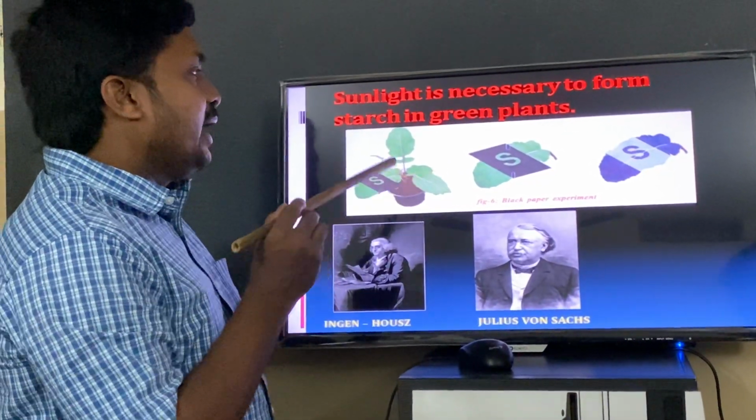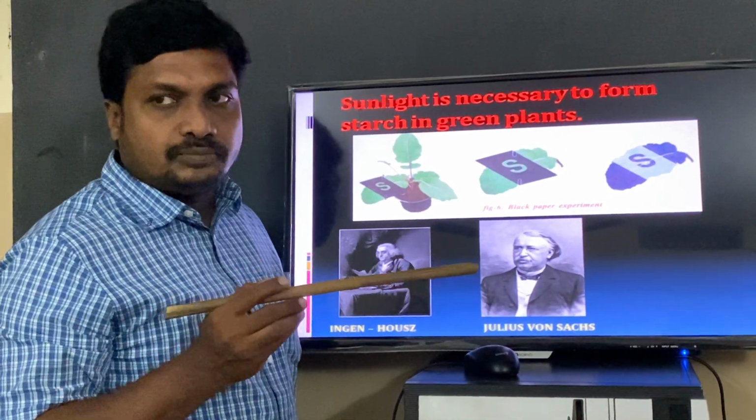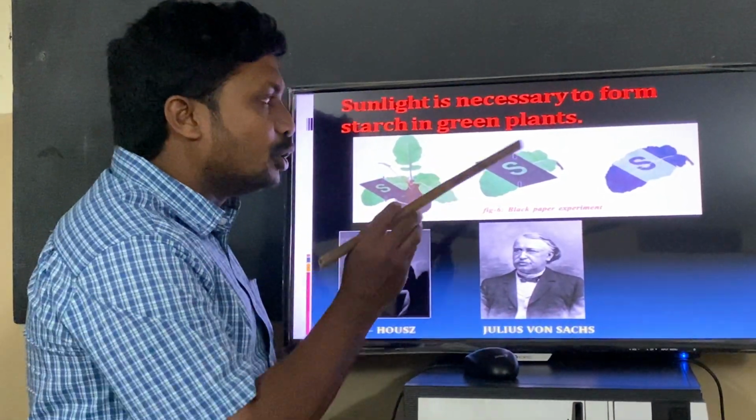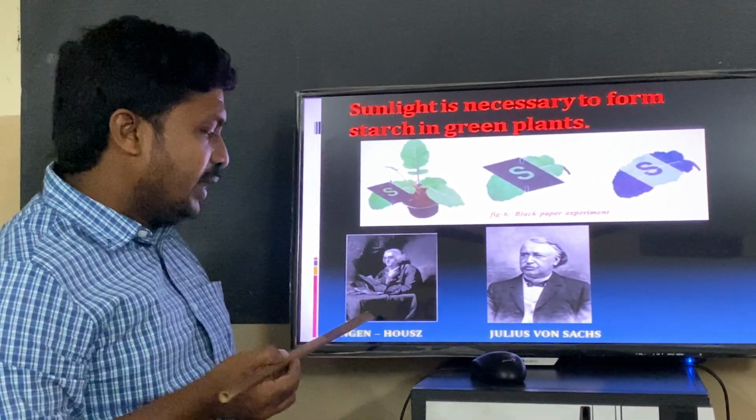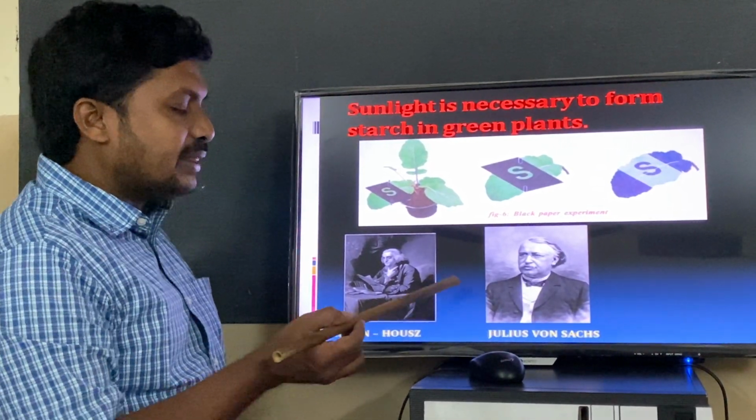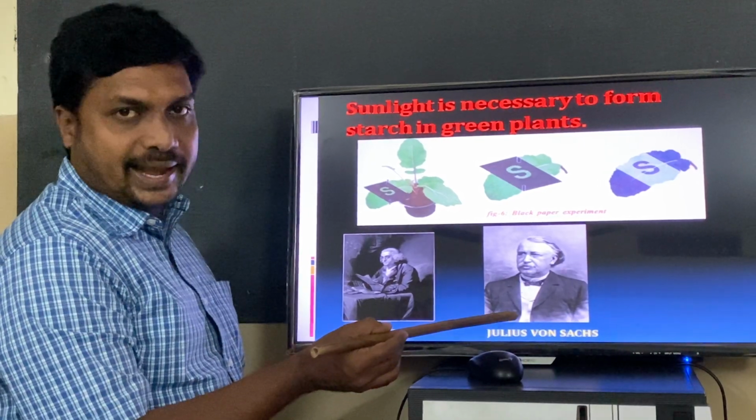So this is the experiment. Next, last one, precaution: arrange the light screen carefully on the leaf. Here you can observe two scientists. One is Ingenhousz, another one is Julius von Sachs.